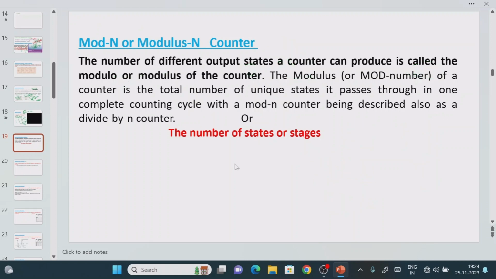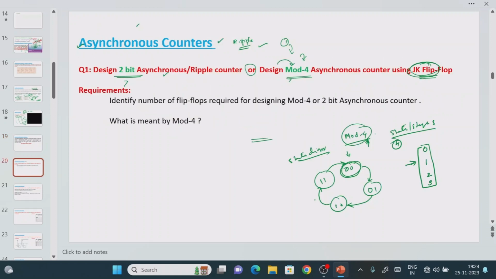Now we'll see what is the meaning of the 2-bit asynchronous counter. What does 2-bit mean? It means how many bits of value we need to store: 2-bit information. As we discussed many times in the previous classes, if you want to store 1-bit information, which may be binary 0 or 1, we require 1 flip-flop. Now the question is we need to store 2 bits, so how many flip-flops are required? Yes, we require 2 flip-flops.